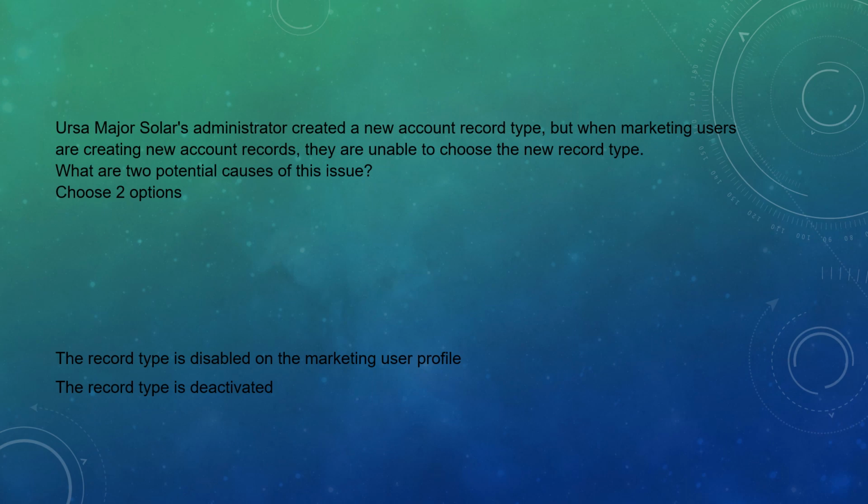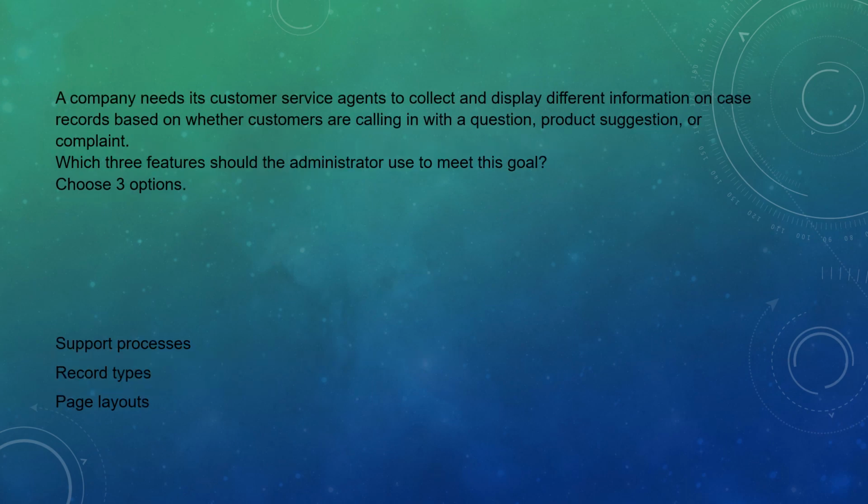Ursa Major Solar's administrator created a new account record type, but when the marketing users are creating new account records, they are unable to choose the new record type. What are the potential causes of this issue? The record type is disabled on the marketing user's profile. The record type is deactivated.